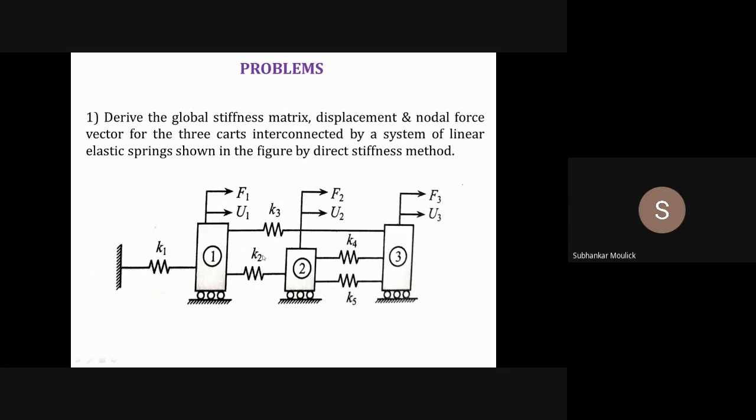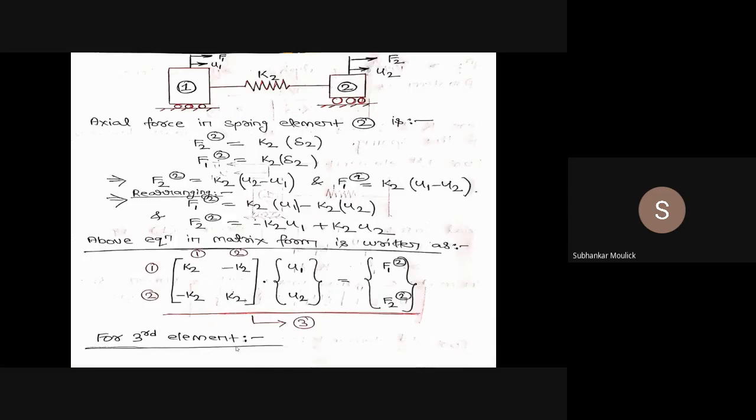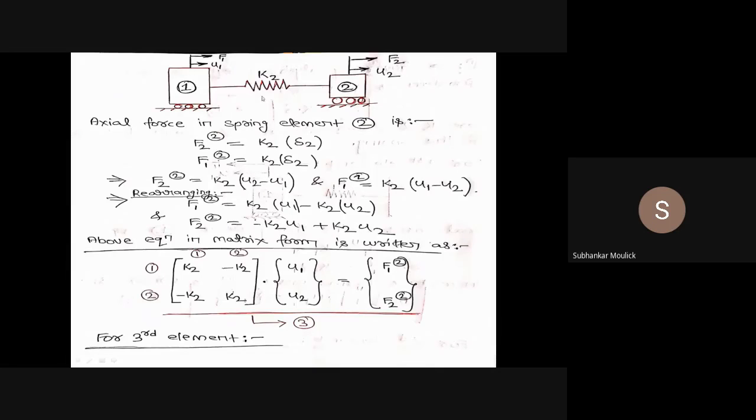Similarly, I have to generate this type of equation for the remaining elements. So let us generate it. For the second element, this is my second element. It is connected between node number 1 and node number 2, and both the nodes are subjected to nodal forces as well as nodal displacement. So let us draw the element first. This is my second element connected between node 1 and node 2.